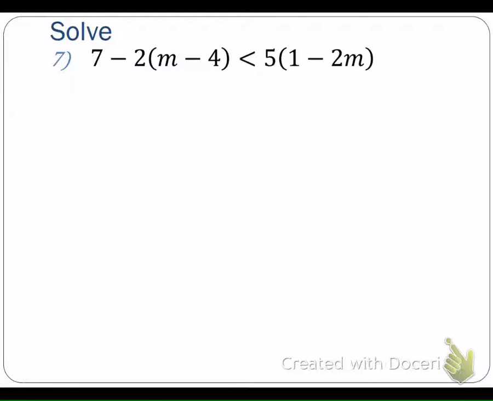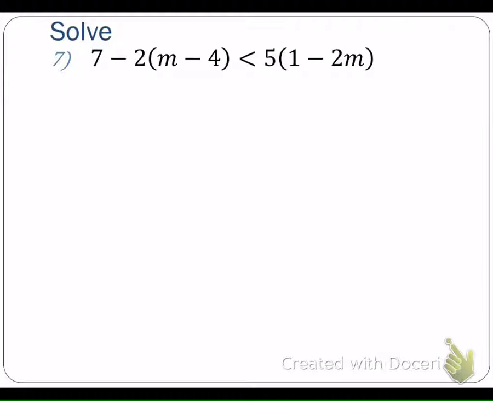Okay, wait. Here is number 7. Ooh, lots of distributing. That means she likes this. I don't like it when my teachers torture us. Like the more we like it, the worse it is. It just has some distributing, some negatives. It's going to be good.